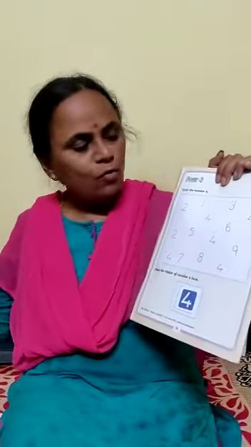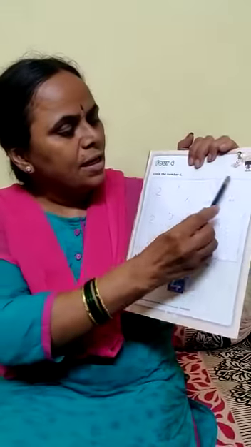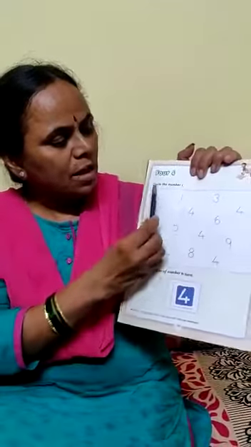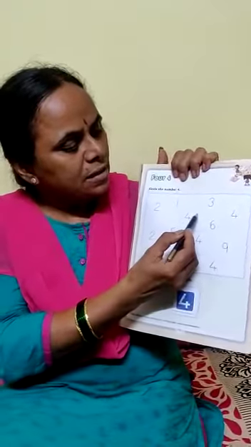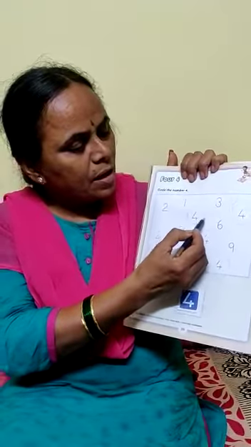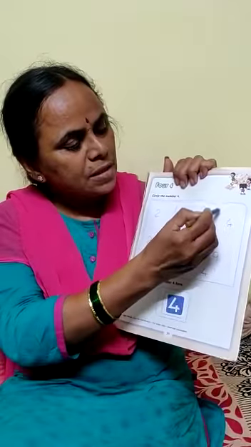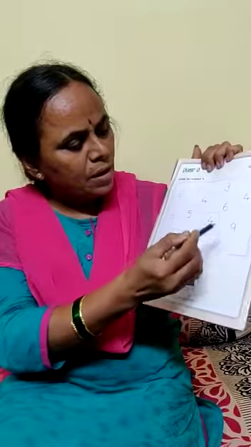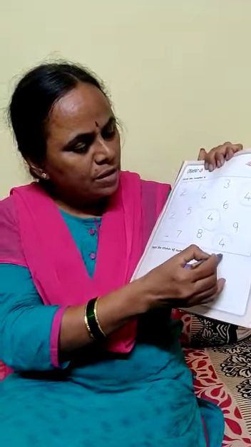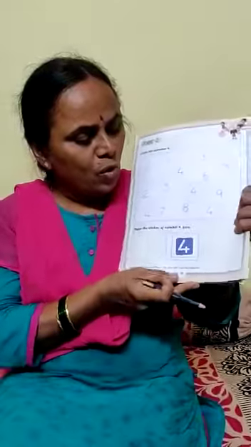Now we will circle the number 4. Children, here all numbers are there and we have to identify the number 4 and circle. This is number 4. This is number 4. This is number 4. This is number 4.